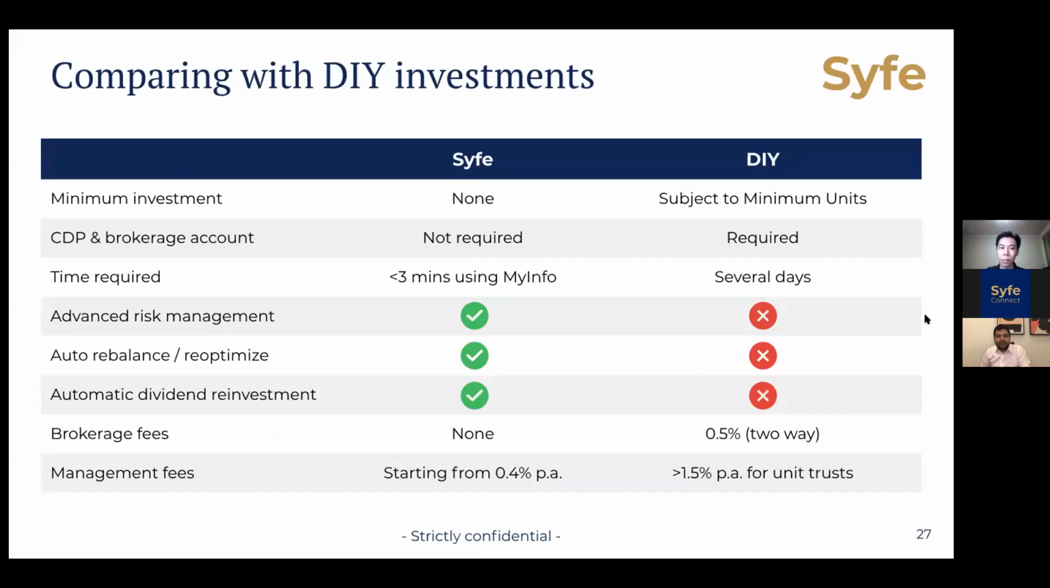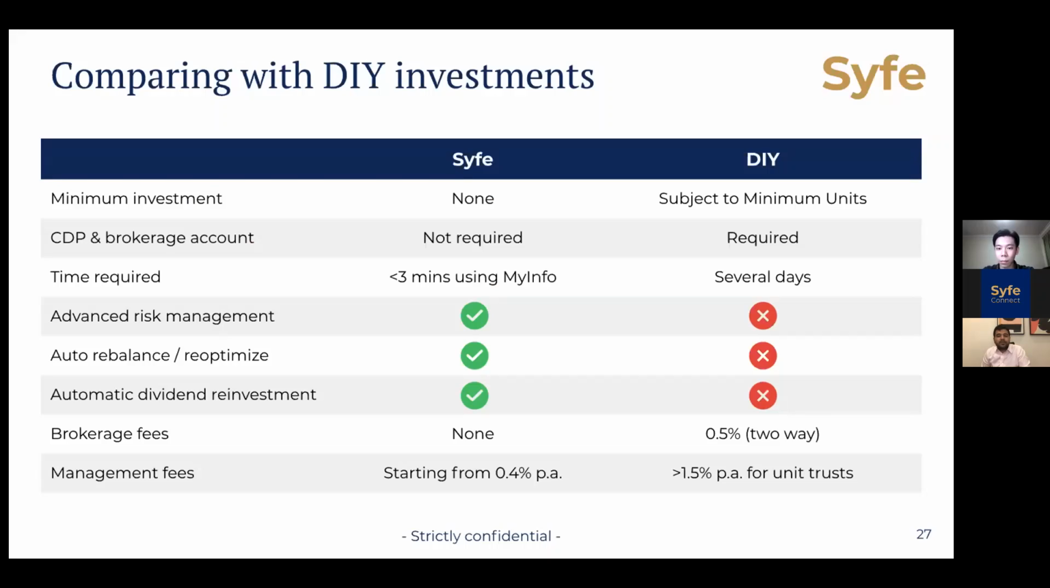And then, of course, people say, what's the option? Why don't I just do it myself? I mean, the reality is that, a lot of things, right? There's no minimum investment. If you're in Singapore or abroad, you don't need a brokerage account or CDP. The time required is just less than 3 minutes, especially if you're coming through MyInfo. You have risk management, you have auto rebalance, the automatic dividend reinvesting, one of my favorite features, right? This actually pretty much pays for your fees itself, right? And this is a very unique proposition. There are no brokerage fees, and the management fee is very, very low, right?